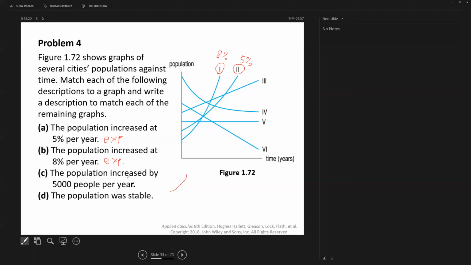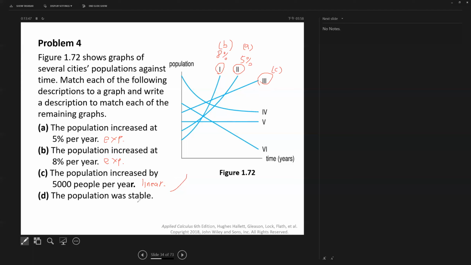All right, so increase by 5,000 people per year. So it's increasing by a fixed number, not a fixed percent. So if it's increasing by a fixed number, this one is actually linear, right? So we want to look for a straight line that's increasing, right? And the only one that is straight and increasing is line 3. This one would be part C, okay? And this is A, this is B, okay?